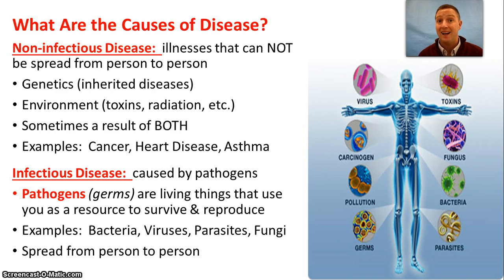So, I can inherit or develop an illness due to the genes that I've inherited from my parents. Or maybe there's some sort of toxin or radiation in the environment which causes me to be sick. Or perhaps the environment triggers a genetic disease that I've carried for a while in my genes, but needs to be activated by that environment.